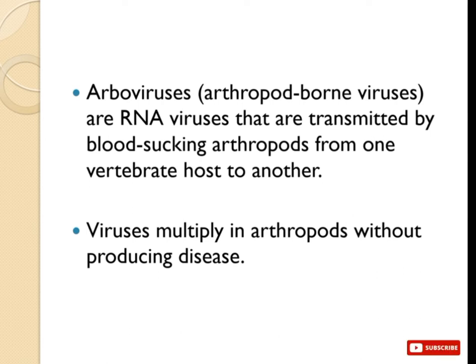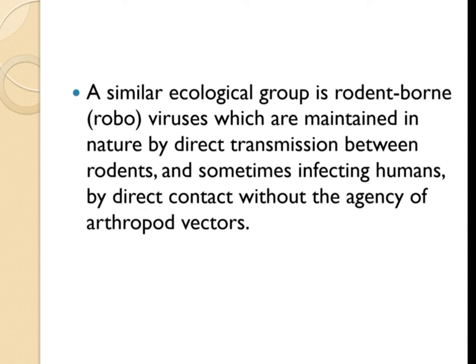Viruses multiply in arthropods without producing disease. A similar ecological group is rodent-borne, robo-viruses, which are maintained in nature by direct transmission between rodents, and sometimes infecting humans by direct contact without the agency of arthropod vectors.